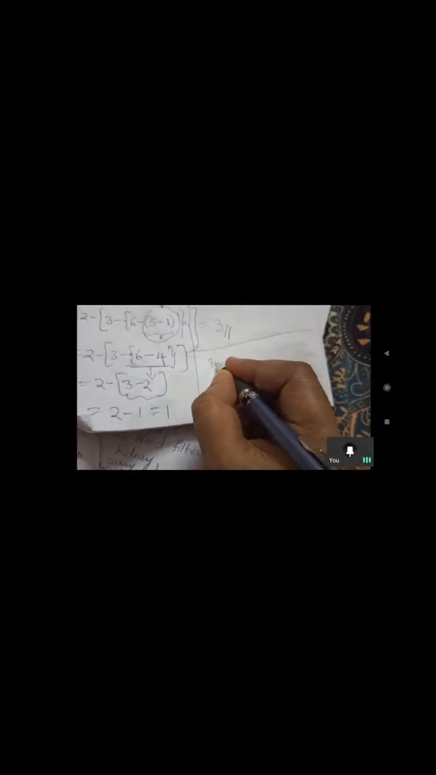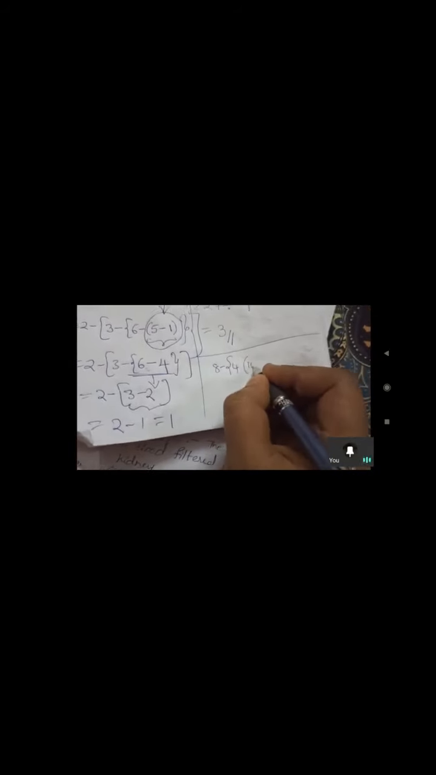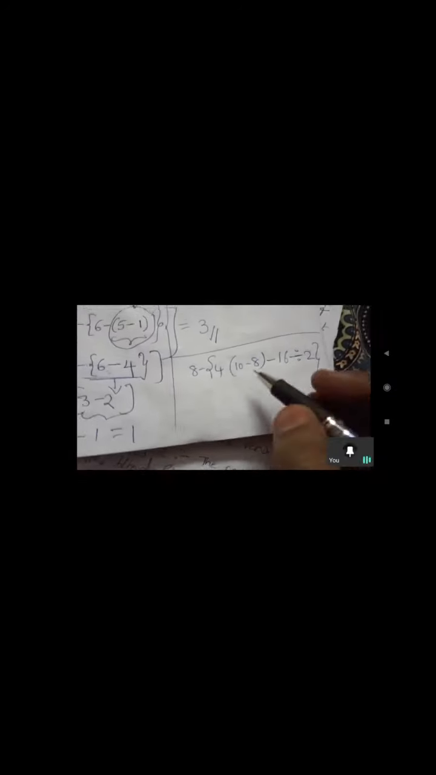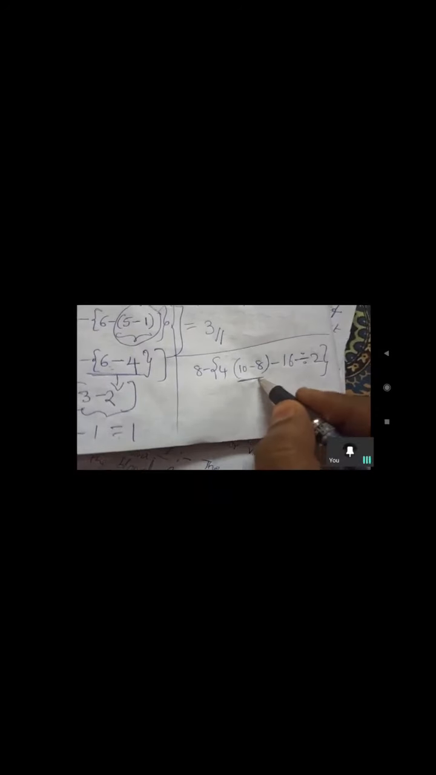So the next one I will give you: 8 minus 4, 10 minus 8 minus 16 divided by 2, and close that curly bracket. Here also, parentheses are first, the parenthesis operation you have to do. Okay, that is the first one. And what do we have to do next? 8 minus 4. Here 10 minus 8, how much? 2. Yes, minus 16 divided by 2, or else afterwards nothing will happen. First we have to remove the parenthesis.